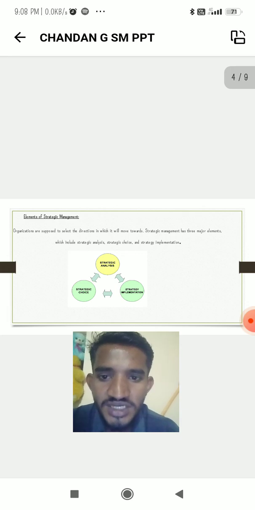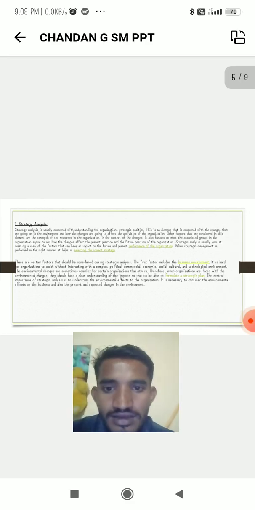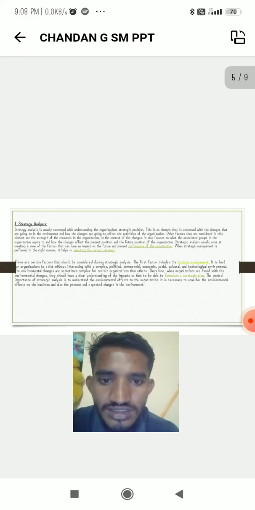Elements of strategic management. An organization is supposed to select the directions in which it will move towards. Strategic management has three major elements, which include strategic analysis, strategic choice, and strategy implementation. Strategy analysis. Strategy analysis is usually concerned with understanding the organization's strategic position.